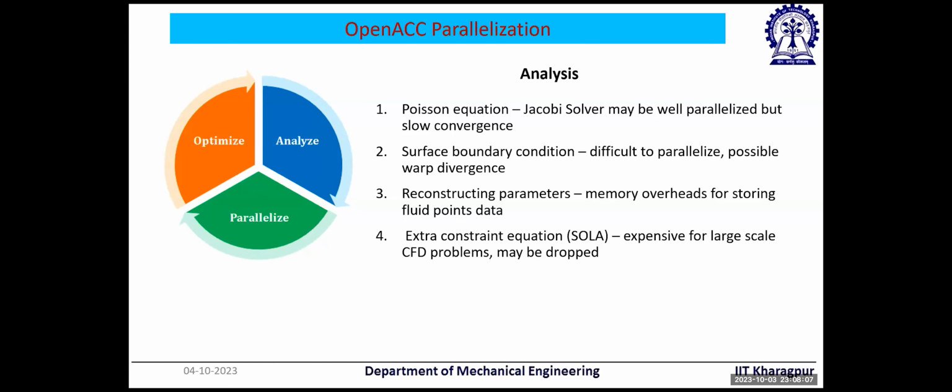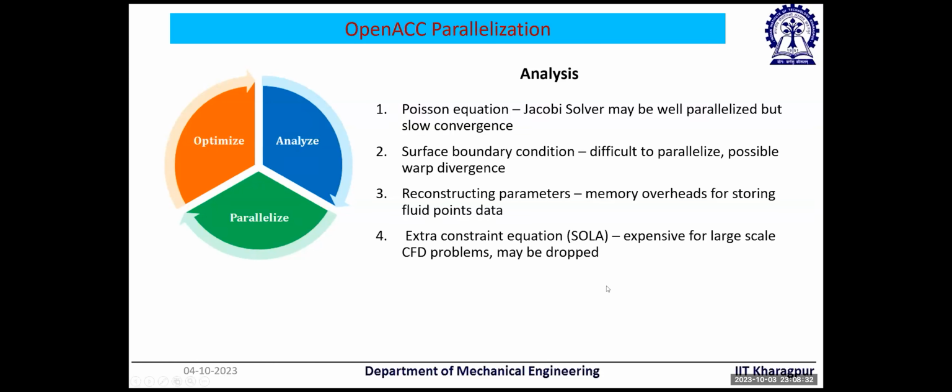Surface boundary conditions have difficulty in parallelization, especially because we need to use certain if-else conditions in order to find out which of the surfaces are intercepted, and then we have to apply the boundary conditions there. It can give us warp divergence. And then when we have to reconstruct the parameters and interpolate the velocities, there will be memory overheads associated.